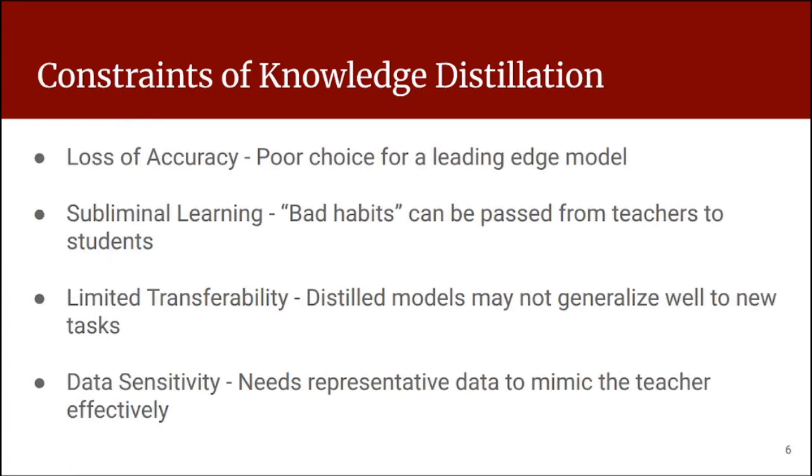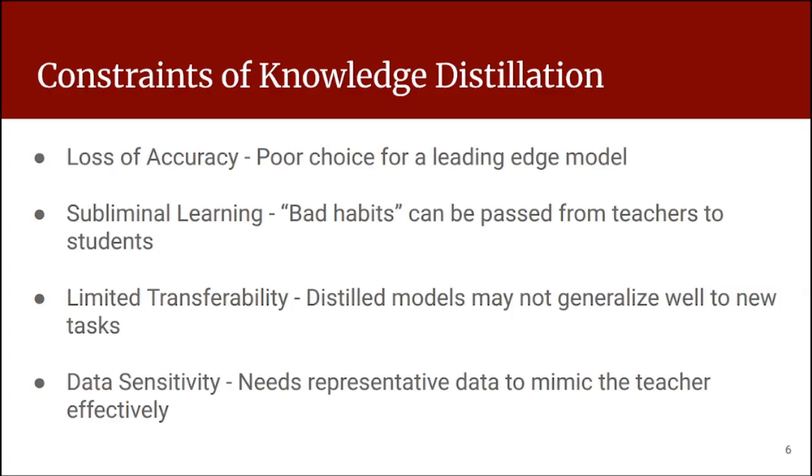It kind of brings us to our next topic, which is constraints of knowledge distillation. One of the main problems with distillation is the loss of accuracy. The student model can never really surpass the teacher model because it's always going to be dependent on it. So it makes it a poor choice for a leading edge model.